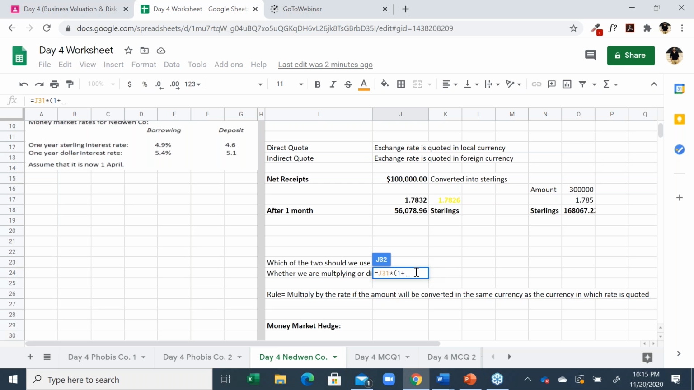So 5.4% is the annual rate, right? And we are borrowing for 3 months. So we should have a 3 months borrowing rate. So we should divide this rate by the number of quarters. So 5.4 should be divided by 4 to find out a 3 months rate.